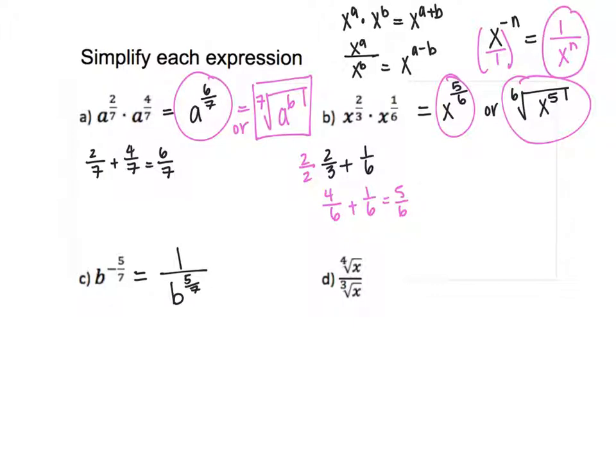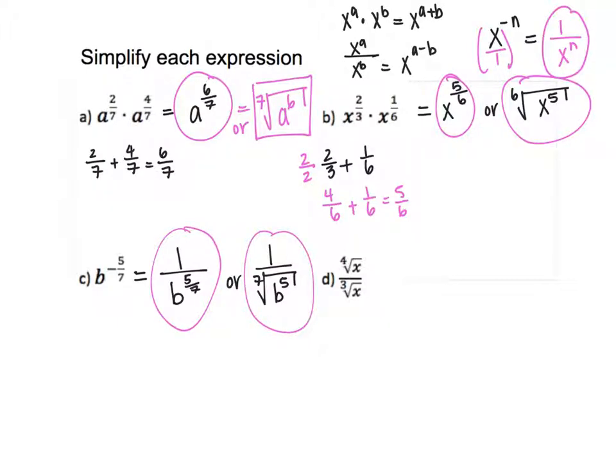And so you can keep your answer like this because now the exponent's positive, or you can write it as a radical. So as a radical, it would be 1 over the 7th root of b to the 5th power. And so these are your 2 answers that you could write.